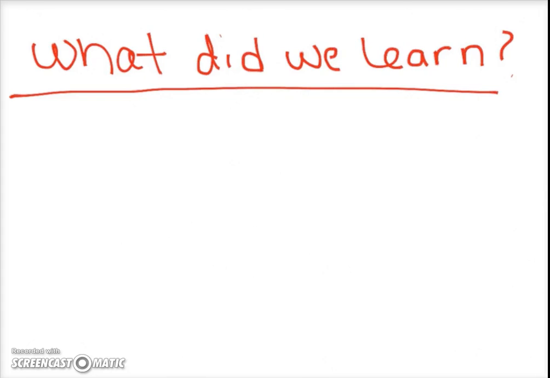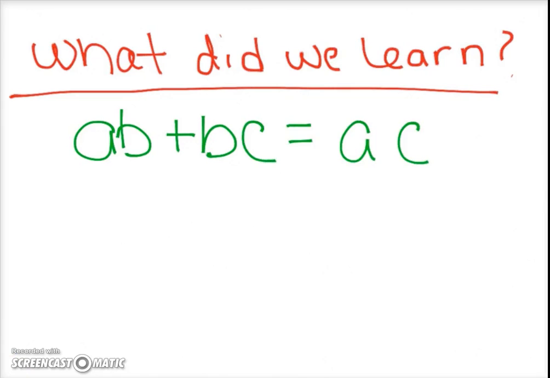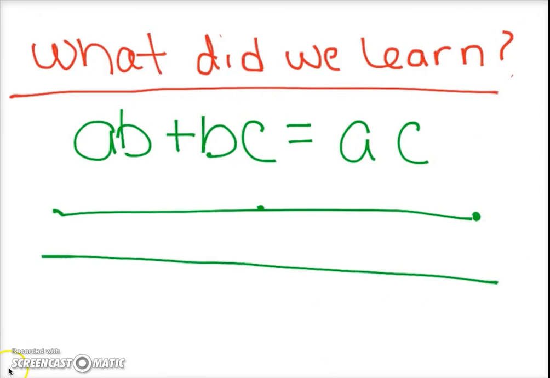So what did we learn? We learned the segment addition postulate, which is AB plus BC equals AC. It's to combine parts of a line, if there's 3 points, and compare it to the whole to figure out the length of this one, the length of this one, the length of this one. Usually 2 of the 3 are given. So yeah, that's what we learned today, segment addition postulate. Hopefully you learned a lot from this video.